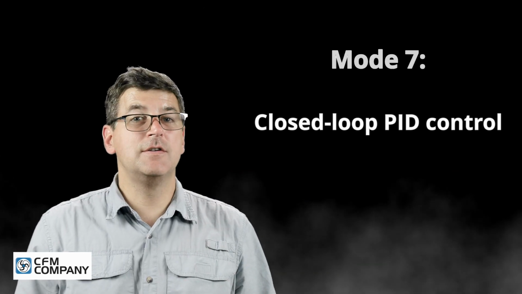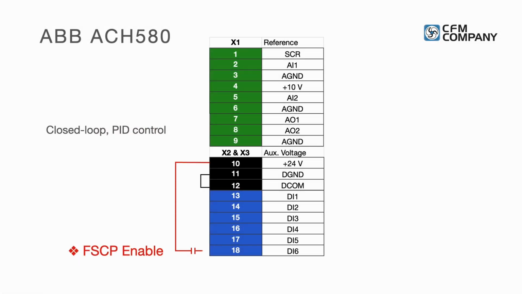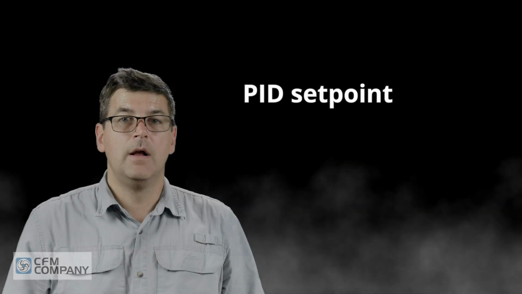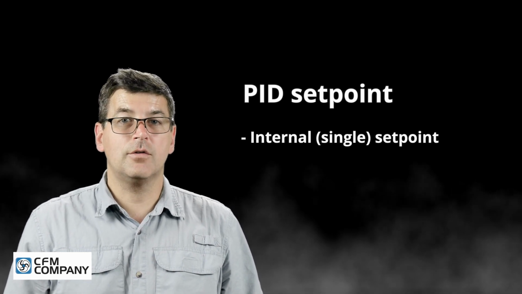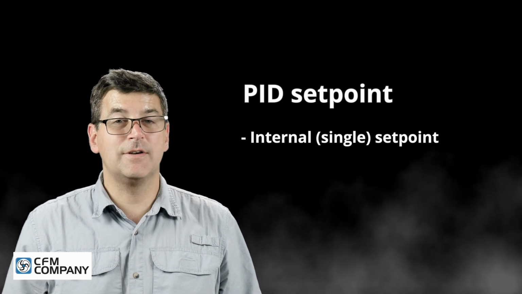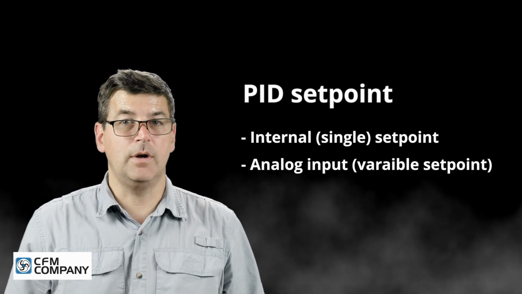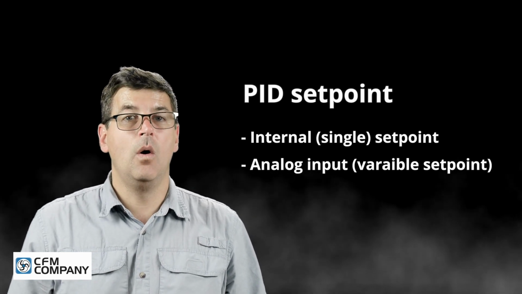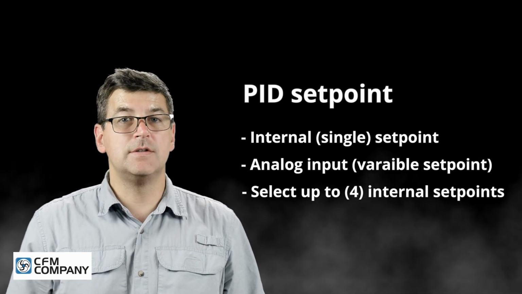The drive can operate using a closed-loop PID control. When override is active, the frequency of the motor is controlled by the VFD's PID controller. The feedback signal will be hardwired to one of the VFD's analog inputs. AI2 is typically used. There are 3 separate methods to provide the PID set point. An internal drive parameter that is programmed for a specific set point, an analog input to provide a variable set point, typically AI1 is used, or by selecting from up to 4 unique internal set points using digital inputs.